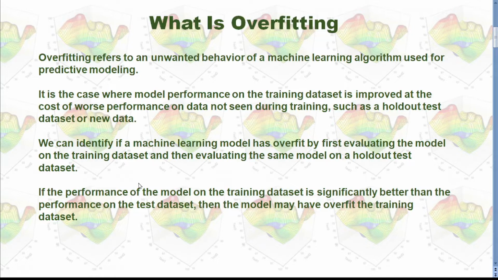Overfitting is the case where model performance on the training dataset is improved at the cost of worse performance on data not seen during training, such as a holdout test dataset or new data. If the performance of the model on the training dataset is significantly better than the performance on the test dataset, then the model may have overfit the training dataset.